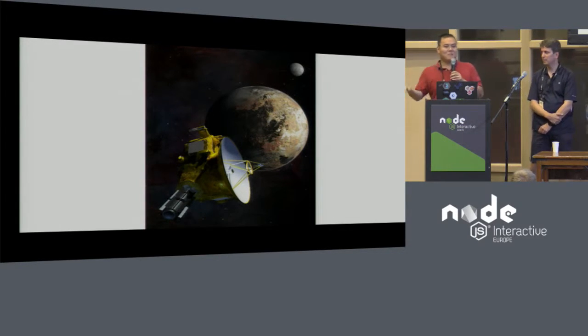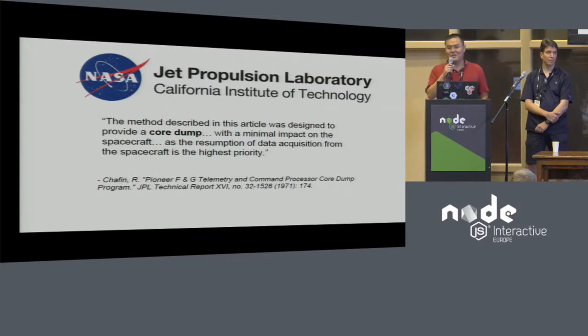And in production, we have the same constraints. It turns out that NASA, in all its wisdom, back in the 70s actually, released a paper detailing a methodology called a core dump, right? What they did with spacecraft is they would take a core dump whenever something failed on the spacecraft, and then immediately restart it. Because their goal here is to minimally impact data acquisition, right?